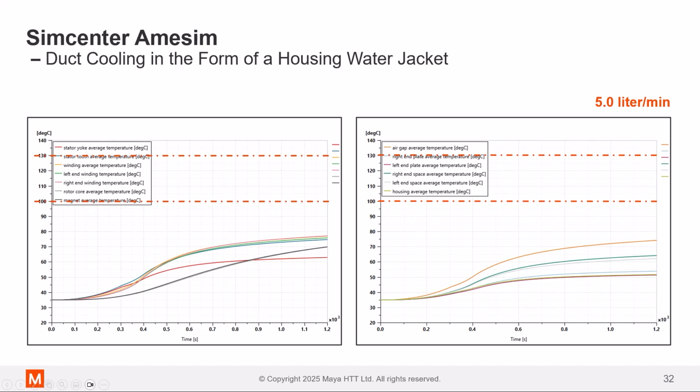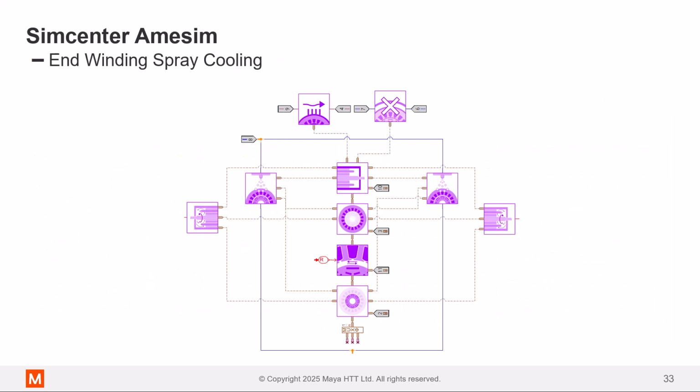With the second flow rate of 5 milliliters per minute, we can see that the temperatures for each component have been reduced to acceptable temperatures. And furthermore, the temperatures are all stabilized, and we can imagine that the driver could extend operation beyond the 20 minutes of our drive cycle without damaging the motor.